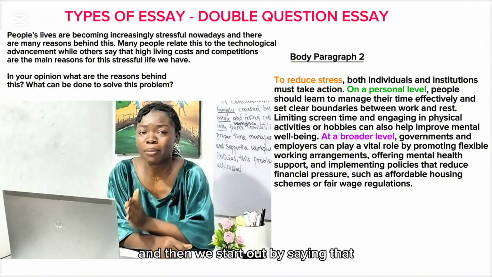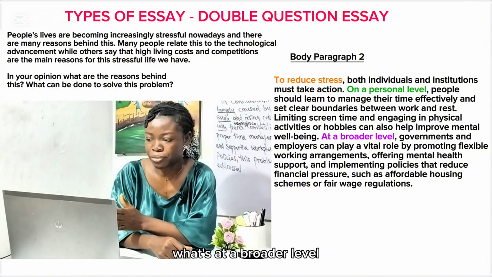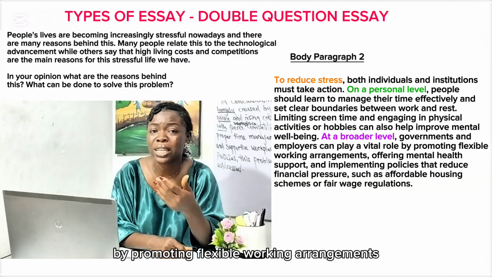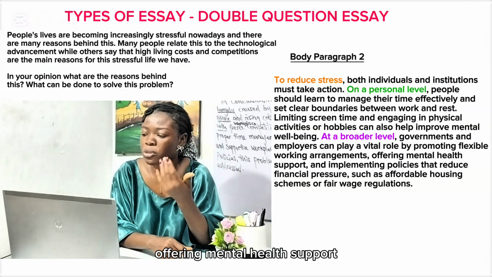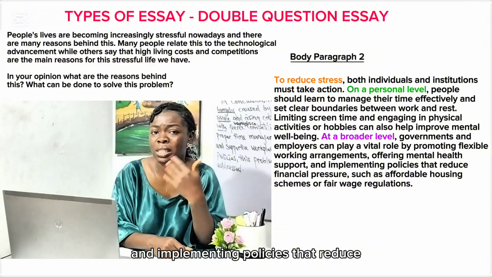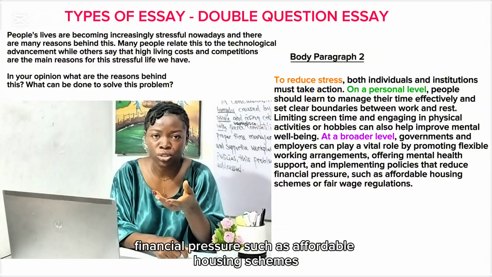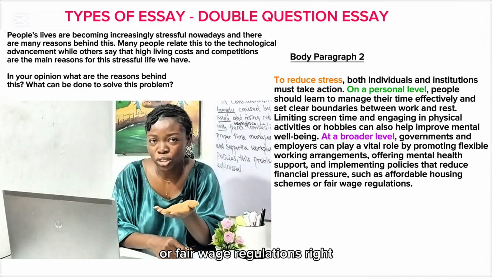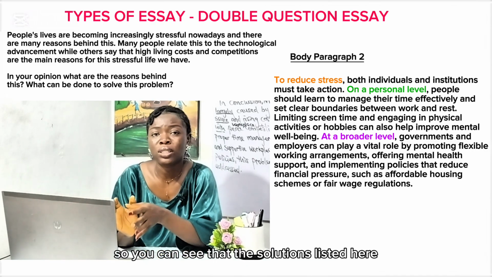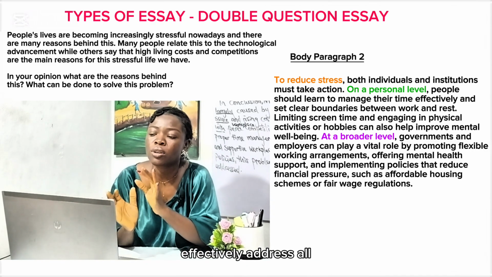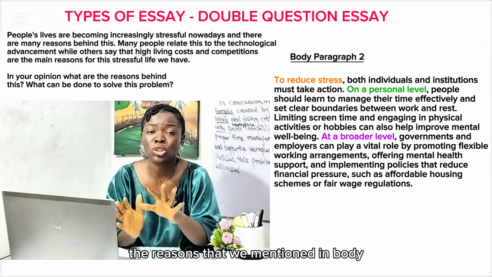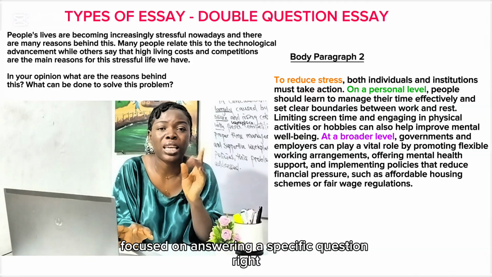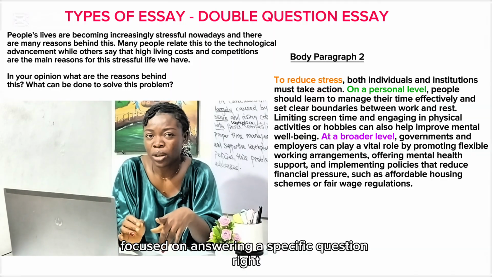and then we start that by saying at a broader level, government and employers can play a vital role by promoting flexible working arrangements, offering mental health support, and implementing policies that reduce financial pressure, such as affordable housing schemes or fair wage regulations, right? So you can see that the solutions listed here effectively address all the reasons that were mentioned in body paragraph 1. And you can also see that each paragraph focused on answering a specific question, right?